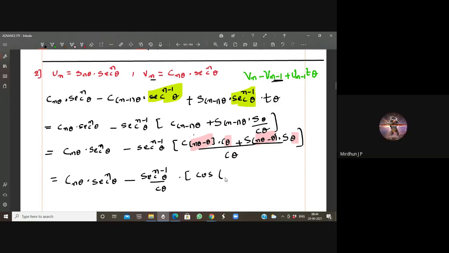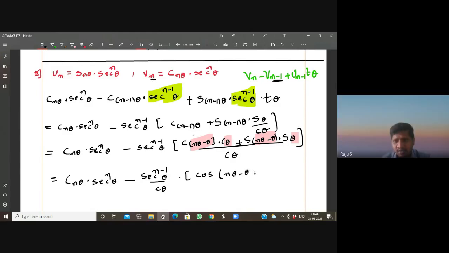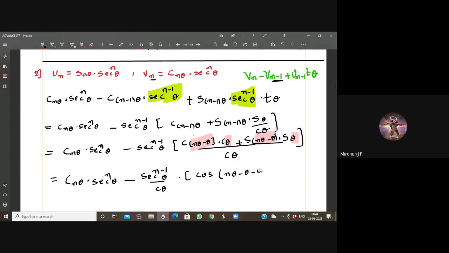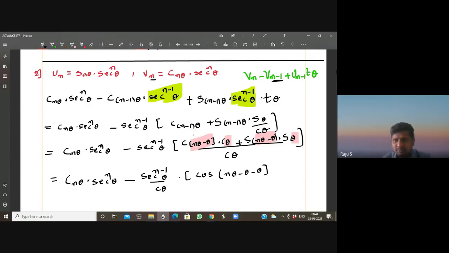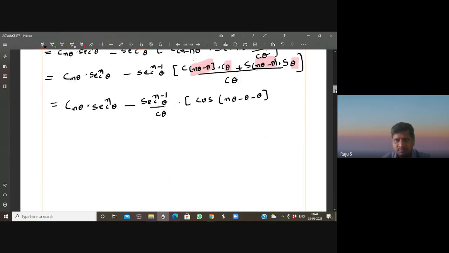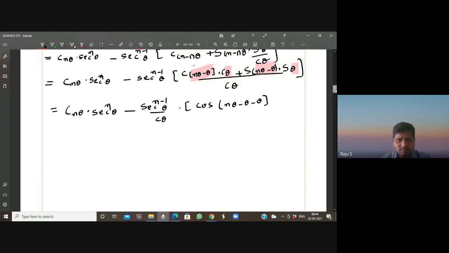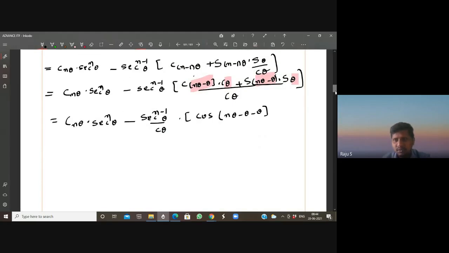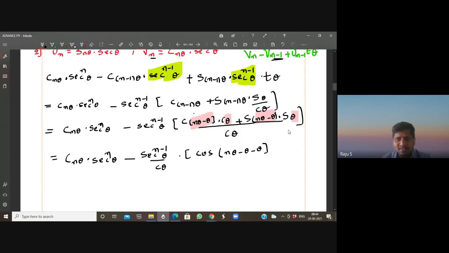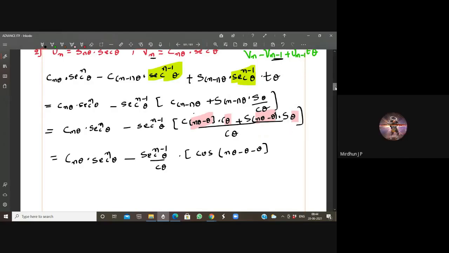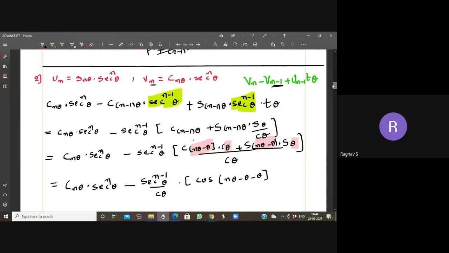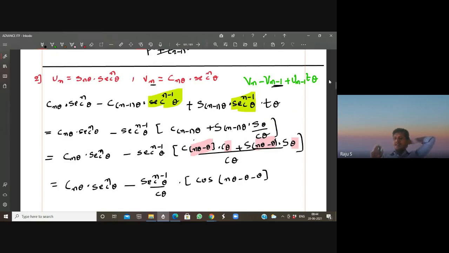So n theta minus theta. Am I right? Yes, sir. Minus theta or plus theta? The minus only, sir, because n theta minus theta, not plus theta. It is not right, sir.